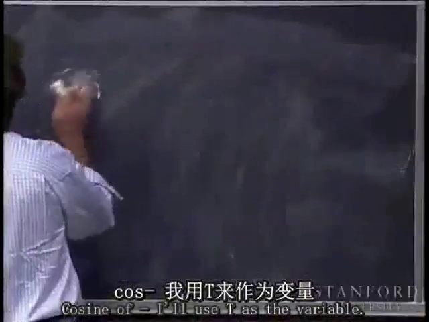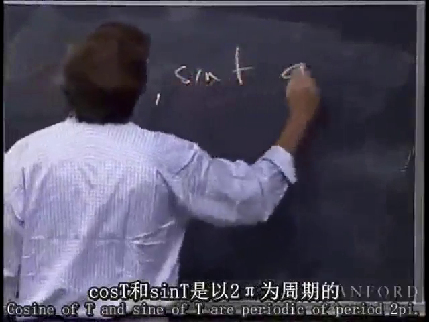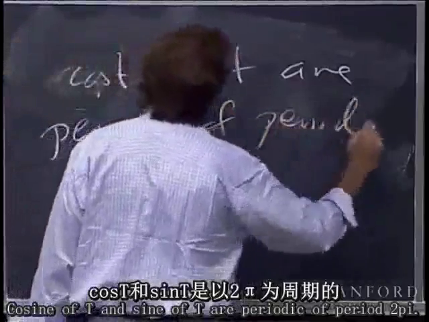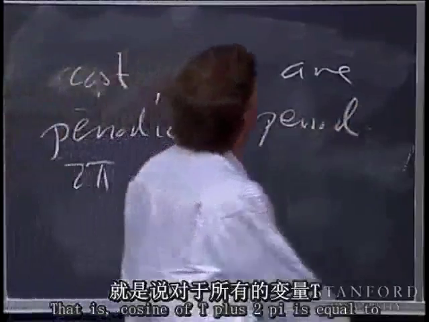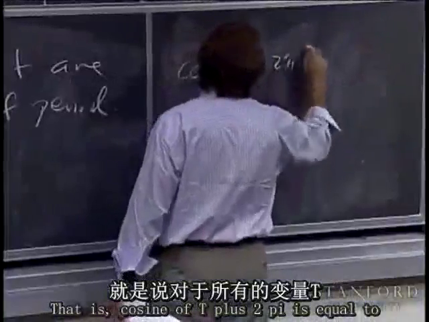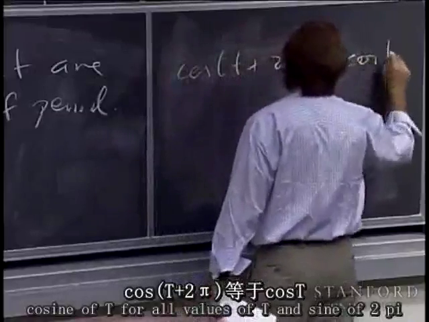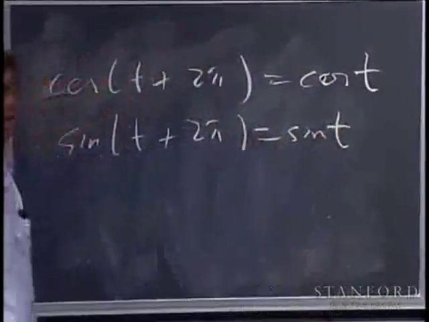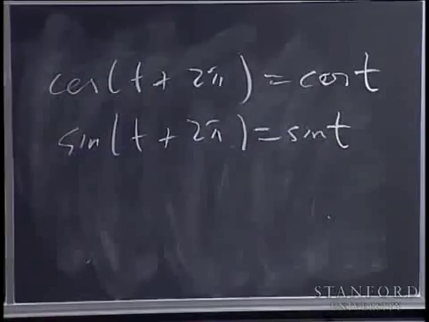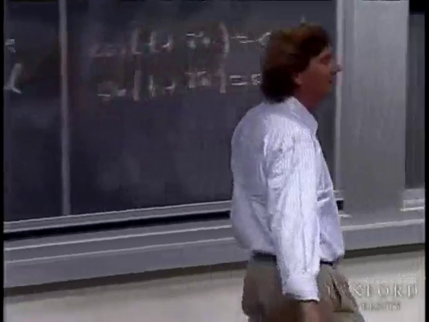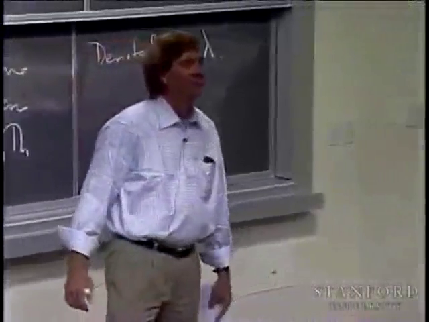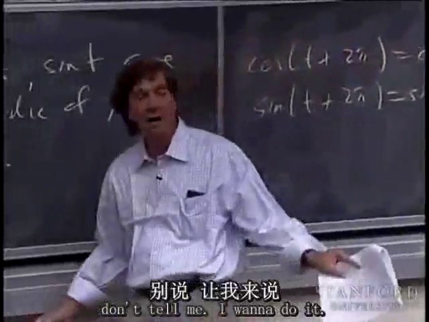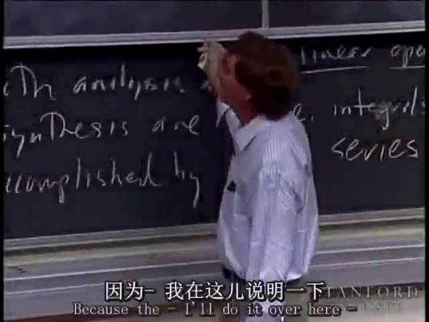Cosine of t, I'll use t as the variable, and sine of t are periodic of period 2 pi. That is, cosine of t plus 2 pi is equal to cosine of t for all values of t, and sine of t plus 2 pi is equal to sine of t. Why? Dead silence. Don't tell me, I want to do it.